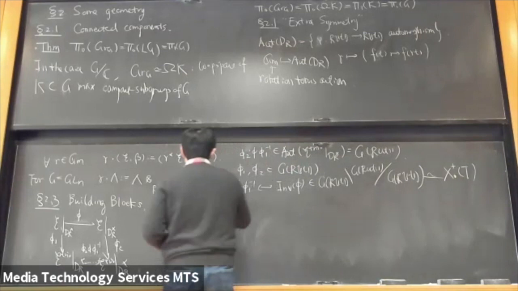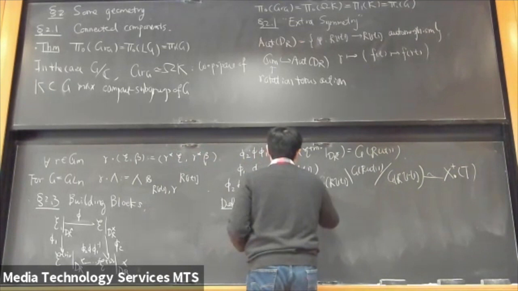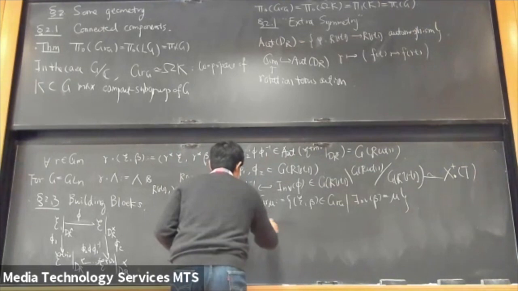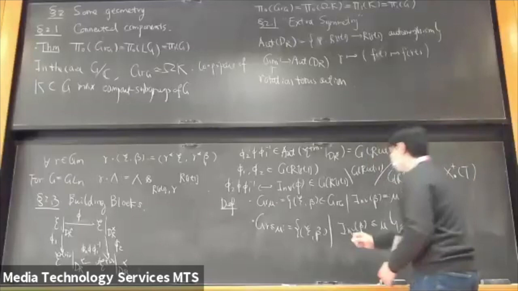So now I can define the Schubert variety and the Schubert cell. I define the Schubert cell for mu to be the set of points E beta in the affine Grassmannian whose relative position is equal to mu. And we define the Schubert variety, Gr less than or equal to mu, to be those points whose relative position is less than or equal to mu. So it turns out that these two spaces are really nice.